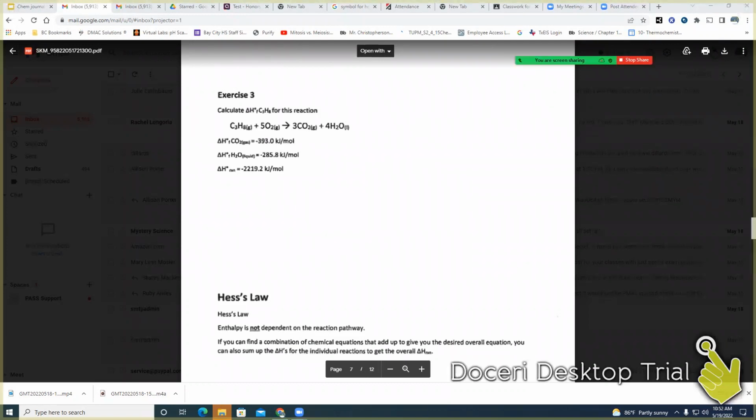So we have negative 2219.2. That's my delta H of reaction. I'm going to start with my CO2, so that's going to be 3 times negative 393.0. Add that to my water, which is 4 times negative 285.8. That's all of my products, and I subtract from that my X, and I only have 1 mole of that, so that becomes my X.